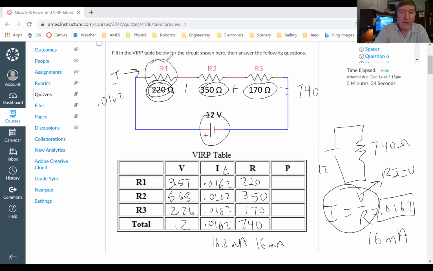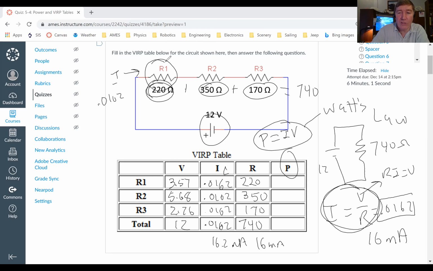Okay, so the last thing we need to do is figure out what the power is. Hopefully you remember the power is given by I times V. That, by the way, has a name. It's called Watt's law. When you take the test in January, if they ask you what is Watt's law, well, this is it. Just like this one down here is Ohm's law, this one up here is Watt's law.